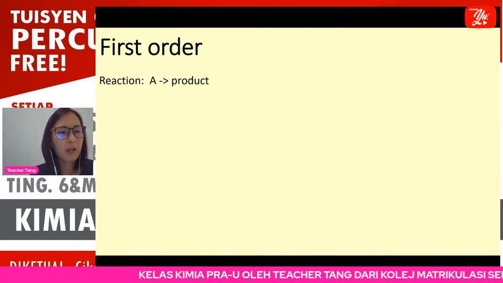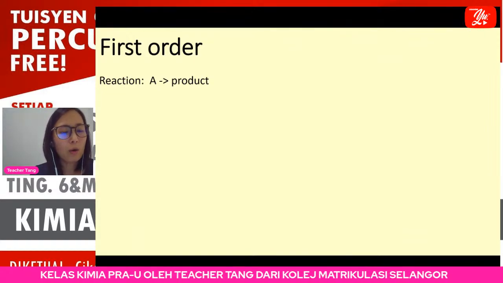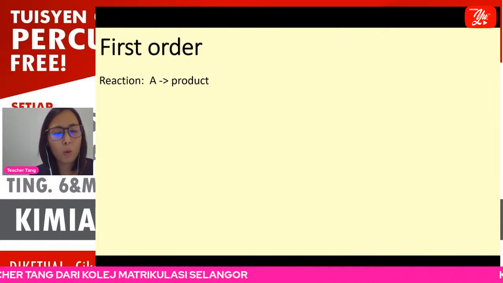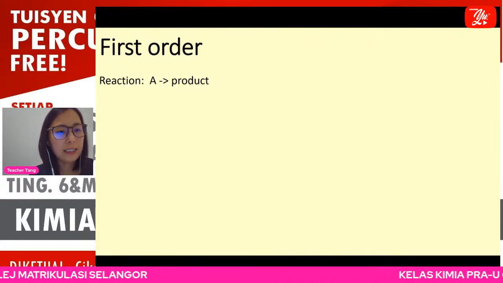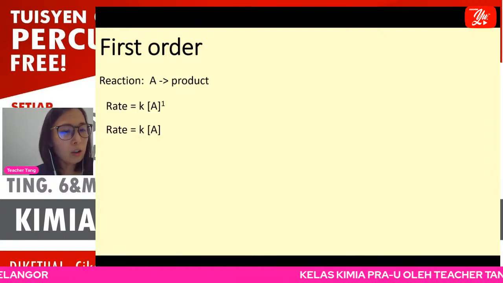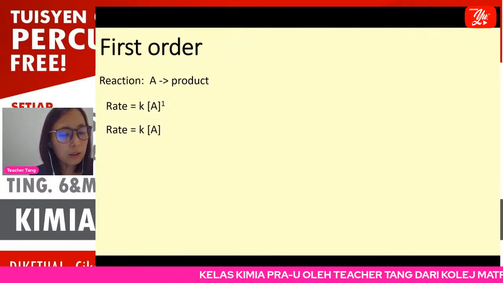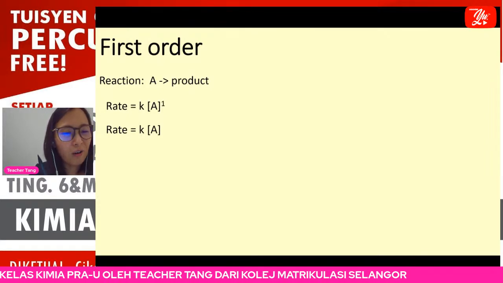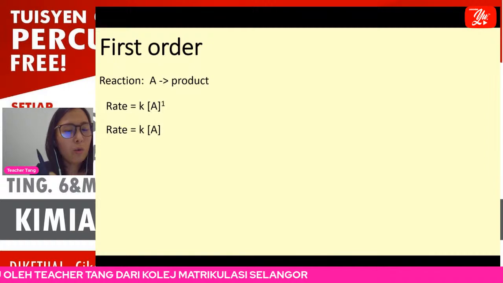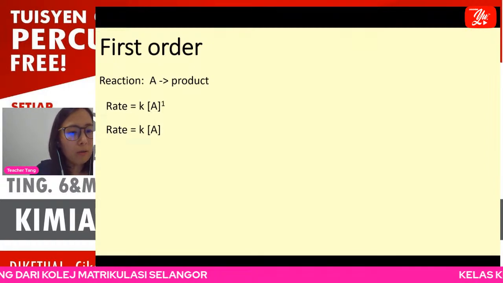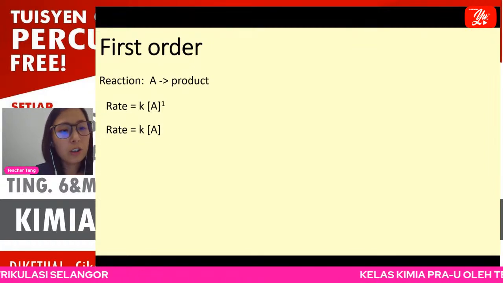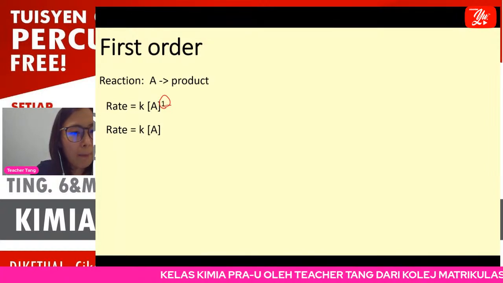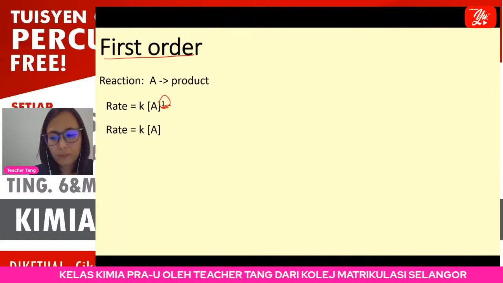For first order, if the reaction has reactant A converting to the product, we can write the rate law equation as rate equals the rate constant multiplied by the concentration of A raised to the power of 1. It is raised to the power of 1 because it is first order.